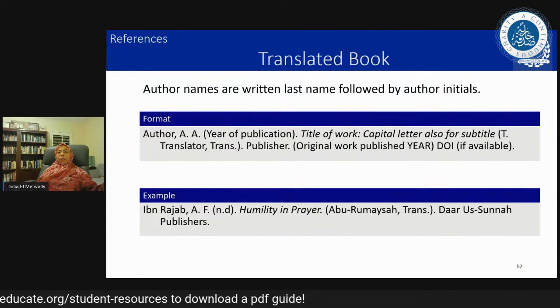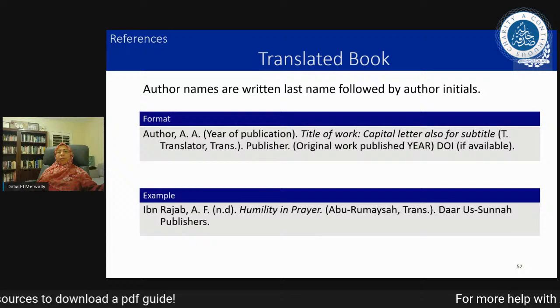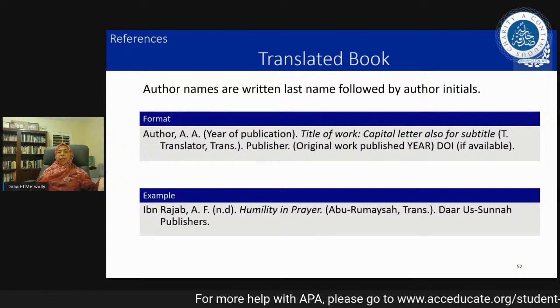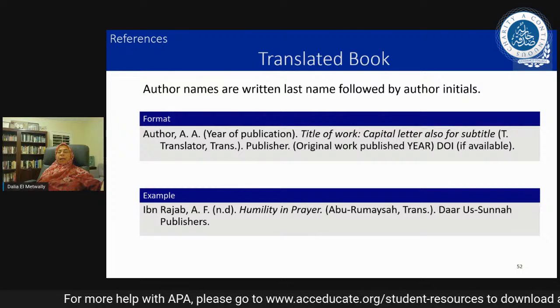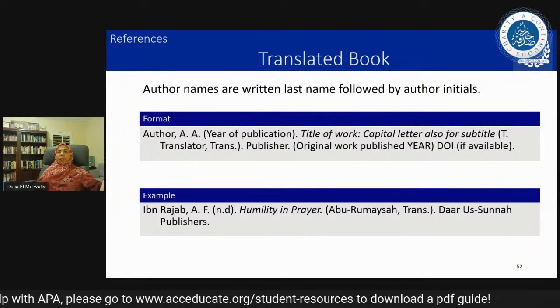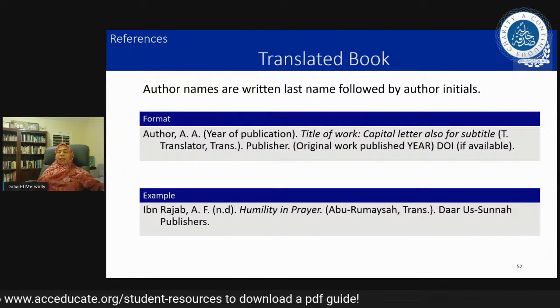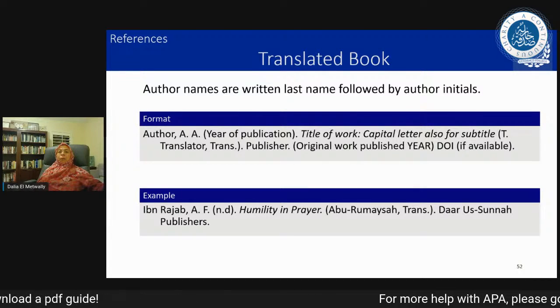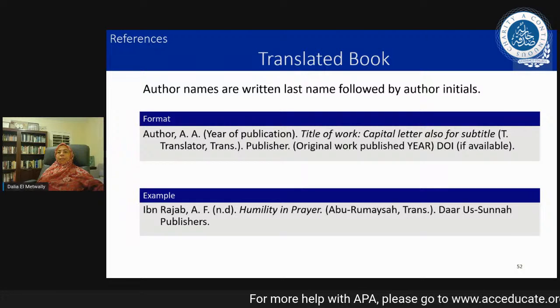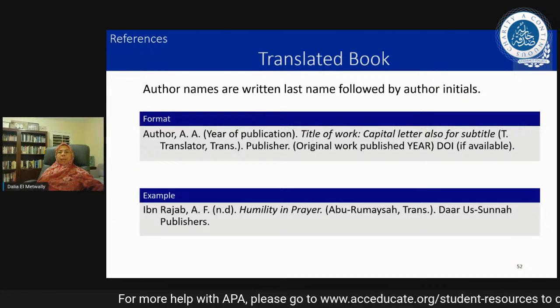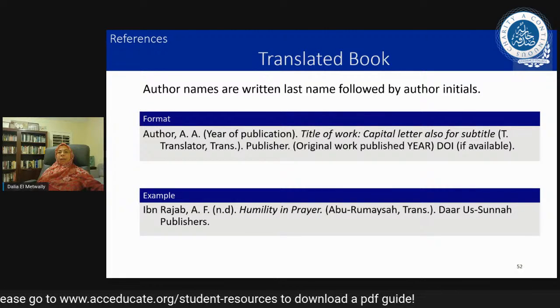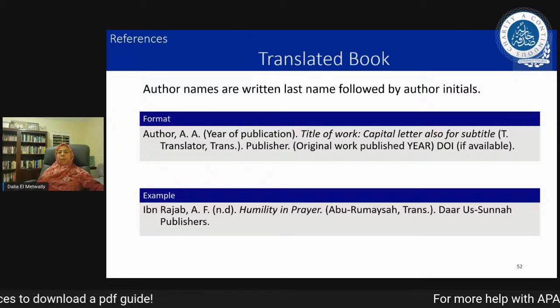And then we're going to have the publisher, and then we're going to have the original work published here if we have that, right? So sometimes we're using Ibn Taymiyyah and it's just completely translated and we know exactly when he wrote it. We hardly know the exact dates of any of the books, but there are a few books that we actually know their exact dates, and so you would write it there. And I've got here Ibn Rajab and the Humility in Prayer, and the translator is Abu Rumaysa, and it's Dar Sunnah, that's the publisher.